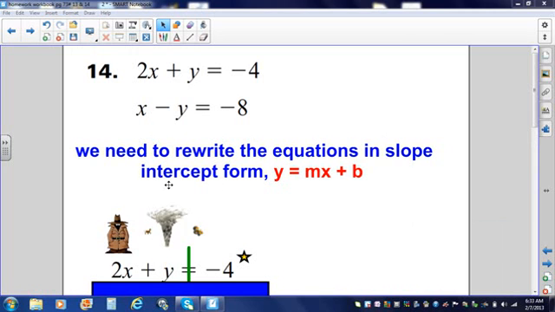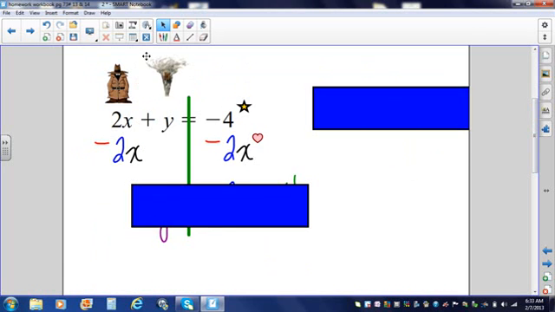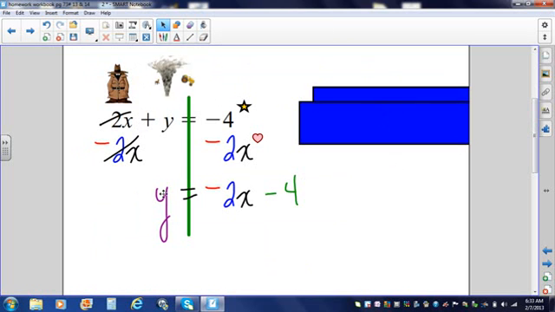We need to rewrite the equations in slope-intercept form. y equals mx plus b. Think of y as a tornado. 2x is a positive. I'm going to subtract 2x on both sides. Bada bing, bada boom. These are gone. I'm left with y equals negative 2x minus 4. I cannot combine these hearts and stars.